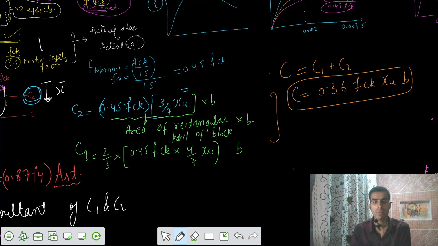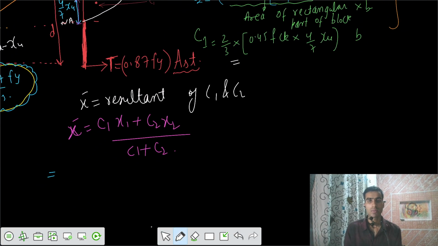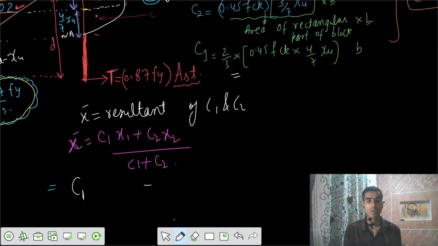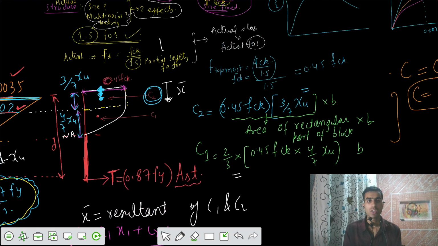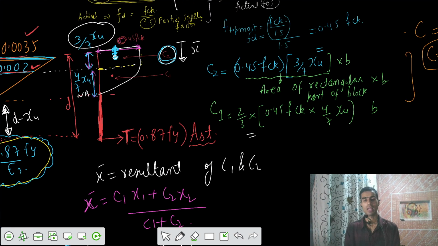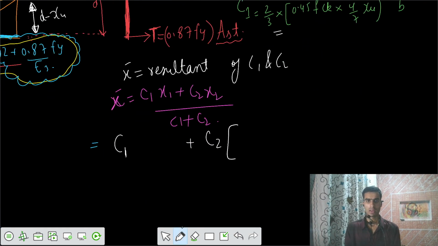I would say your C1 was equal to, we have not calculated those directly. Once you got C1 and C2, you have some C1 value and that value of x1, and you have some value of C2. For the C2, your centroid is at 3/14 of xu. Can you say that that's 3/14 of xu? I would say x2 equals 1/2 of 3/7 of xu.